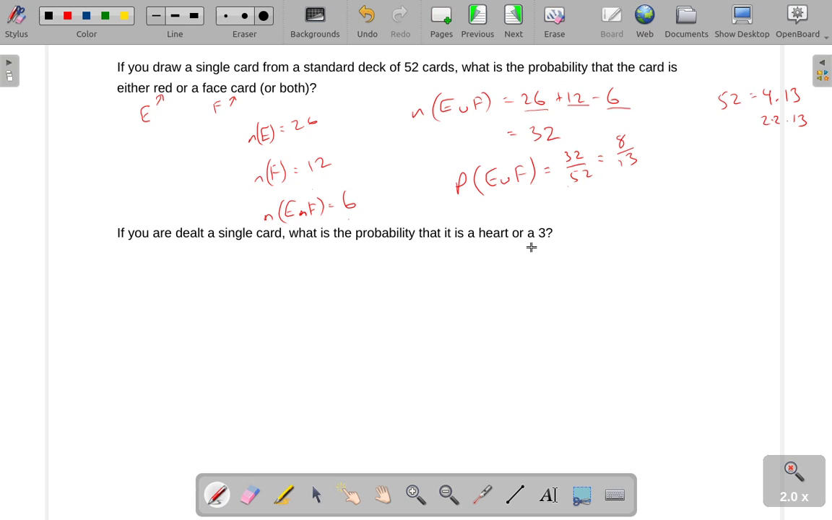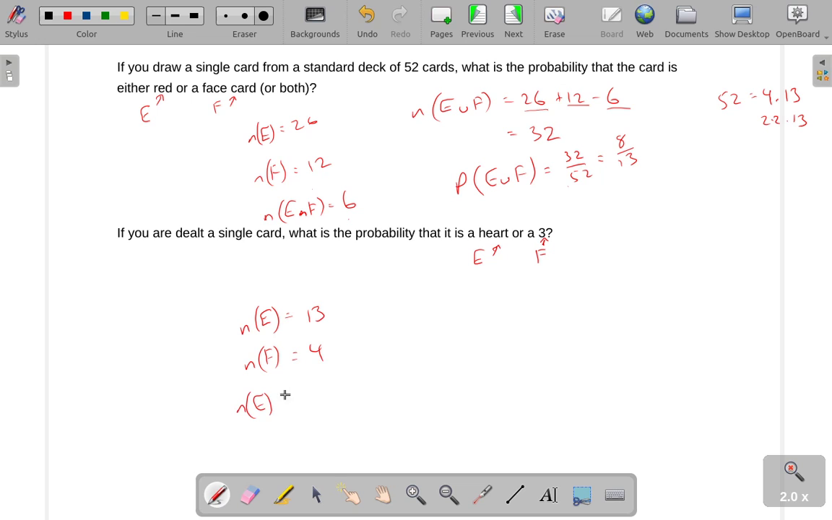If you're dealt a single card, what is the probability that it is a heart or a 3? I already used E and F, so I'm going to reuse E and F. A heart I'm going to call E, and a 3 I'm going to call F. So N of E, the number of cards that are hearts, well, there's 13 cards in each suit, so N of E is 13. The number of cards that are 3s, N of F, there's 4 different 3s, one in each of the 4 different suits.